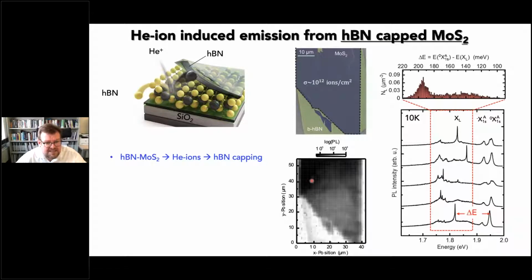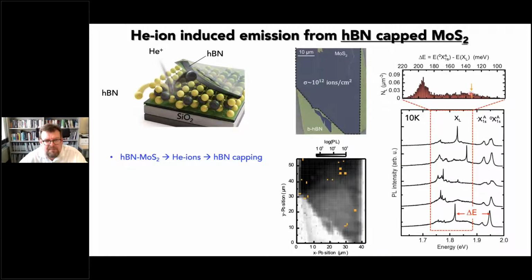You can do statistics everywhere here. And wherever you see a sharp line, you make a histogram. And this is showing the relative energy relative to the neutral exciton of where these sharp lines pop up. And you can see that there's one particular defect, it's actually these ones here, which likes to pop up about 190, 200 millielectron volts below the neutral exciton. And that's one particular type of defect which is created with the helium ion.